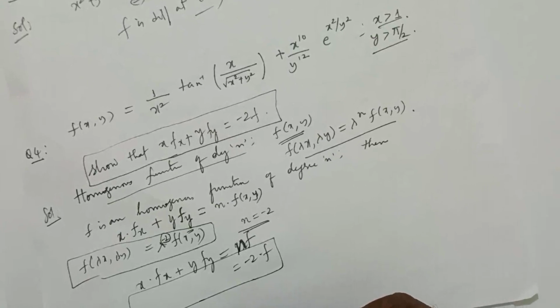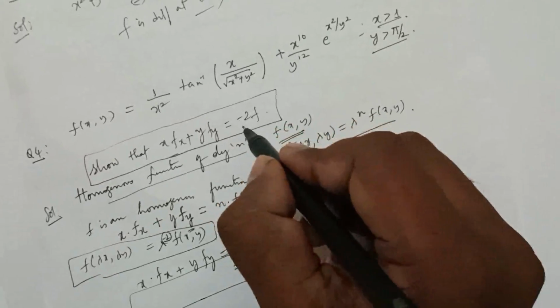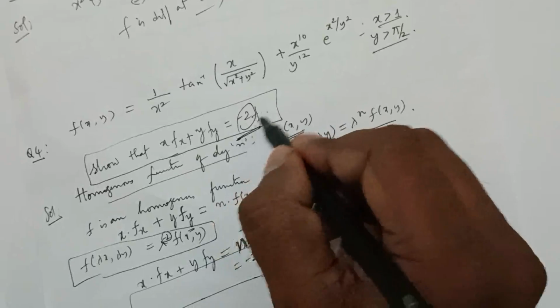Idea is clear? So it's a homogeneous function of degree minus 2. So you will get minus 2 into f.